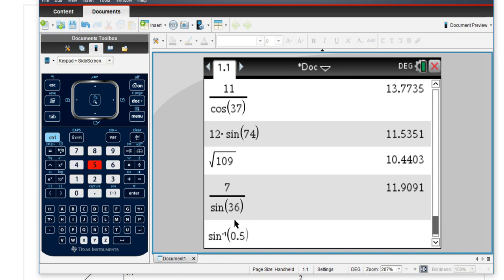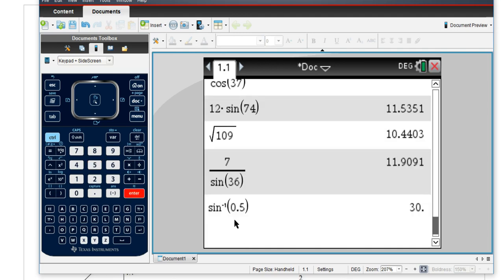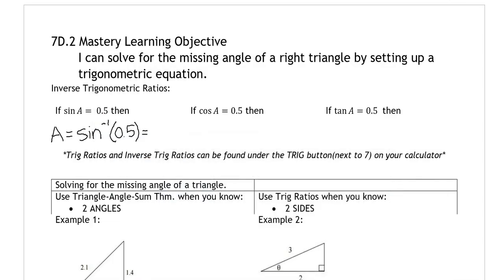If these on your calculator are grayed out, please bring the calculator up to me. It's just because it's in that test mode, and I will help get it out of test mode so that you can use the calculator. So the inverse sine of 0.5, we get 30. So my angle A would be 30 degrees.